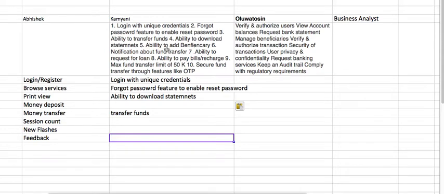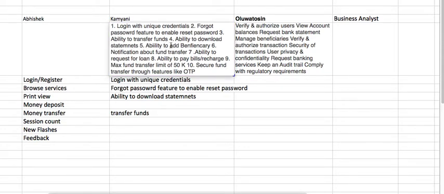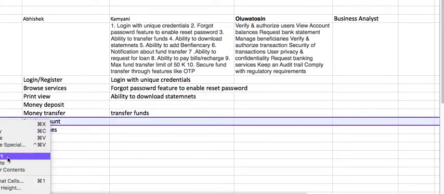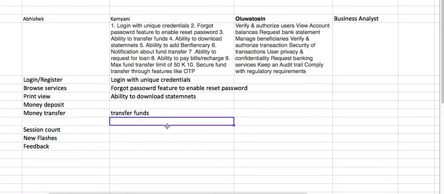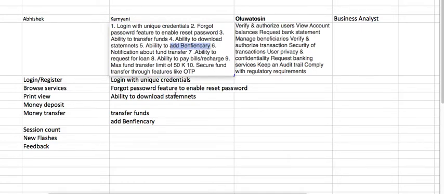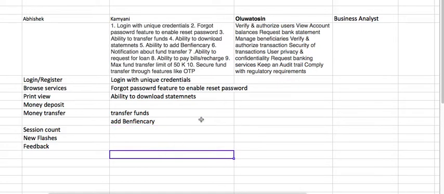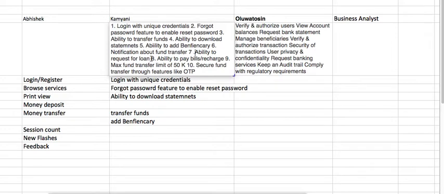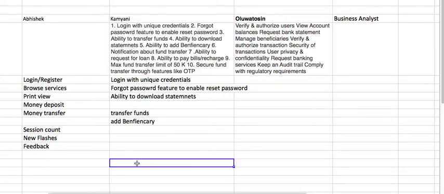Okay. When you say the ability to add beneficiary, add beneficiary is again part of your fund transfer. So let's create one additional here. Okay, it's already done here. Request loan. So request for loan. Do you have it here? Money deposit is there, session is there, so you don't have the loan. Let's put the loan here.